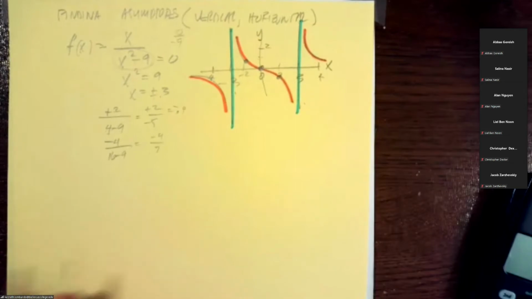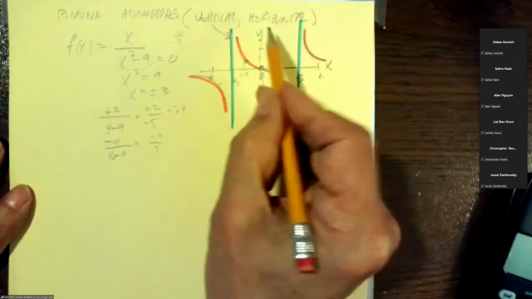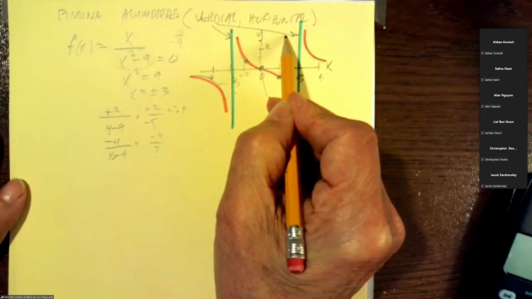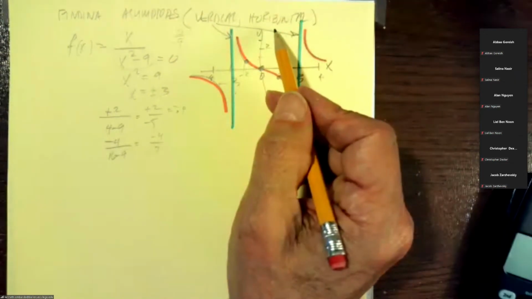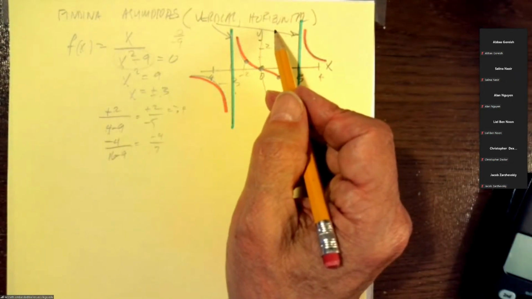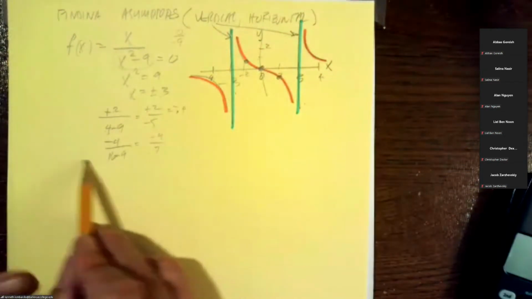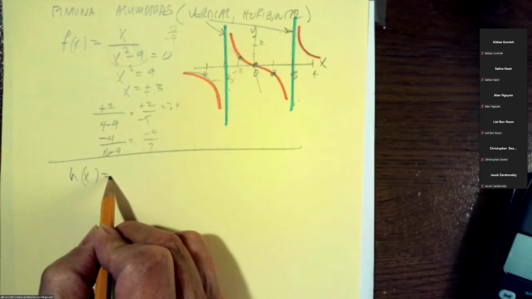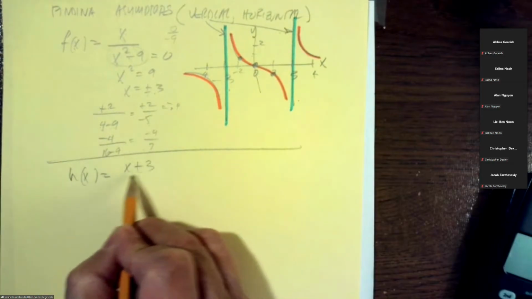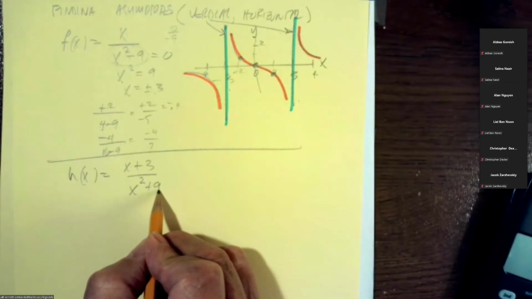Okay, so what we've done then is we found some vertical asymptotes here. So here's a vertical asymptote here and a vertical asymptote here. Okay, questions on what we did there at all? Okay, now I might have a situation where, let's say I have some function and it's equal to, let's say, x plus 3 over x squared plus 9.